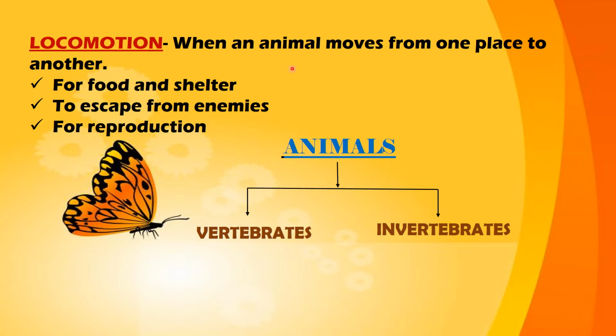So, when an animal moves from one place to another, it is called locomotion. Locomotion is done for various reasons: for food and shelter, to escape or to protect from their enemies, and also for reproduction. Different animals have different parts which help them in movement.